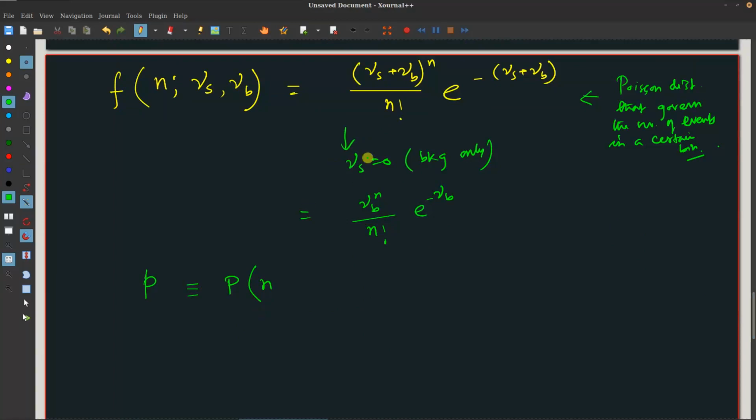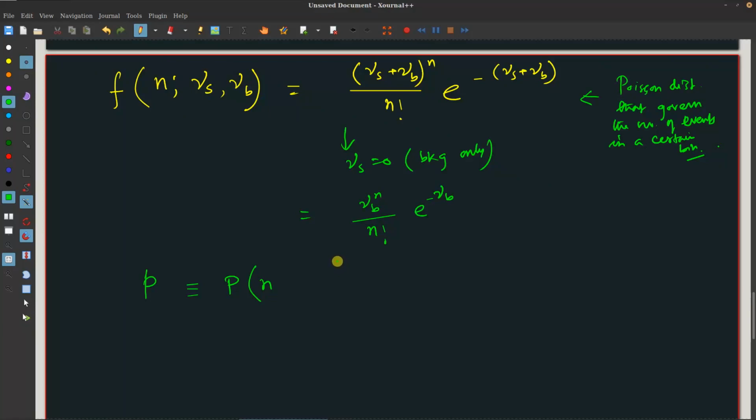nu s is the average signal event that I am expecting. Okay. Remember, p is the probability that my observation will be as bad as the observed one or even worse. So you are expecting 0.5 events and you observe 5 events. What could have been worse if you observe more than 5 events? Like when you are testing your background hypothesis, what could have been worse for that?